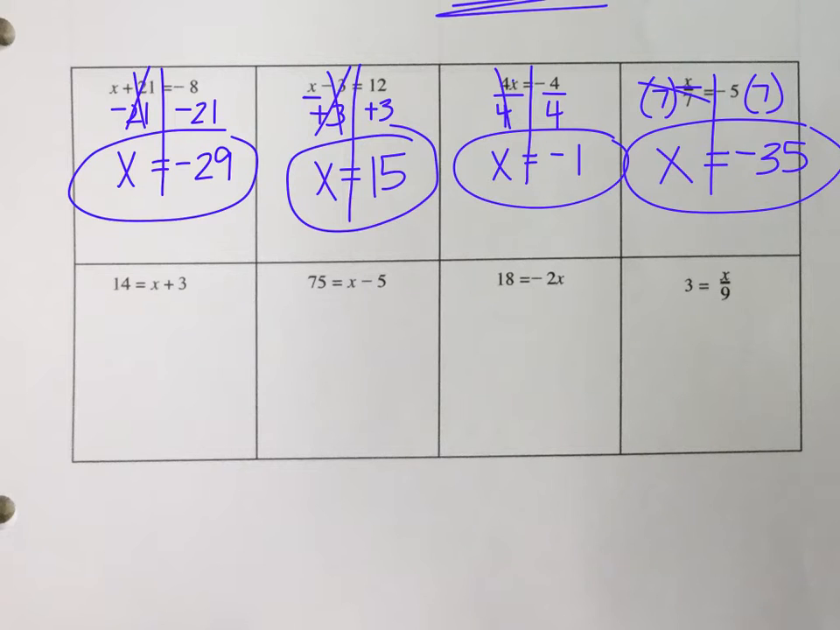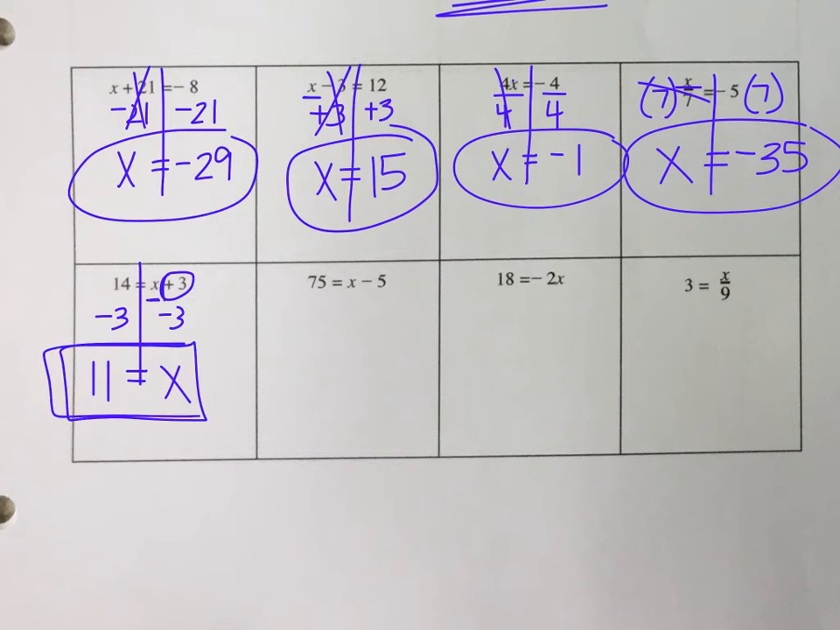This time, the X is going to be on the right. So we see the X is over here. I still want to keep my X on that side, and I need to make the 3 go away. I'm leaving the X where it is, so I'm going to subtract 3 on that side. I have to keep stuff lined up. So 14 minus 3 is 11, equals X. I want your answer to be in that order. 11 equals X.